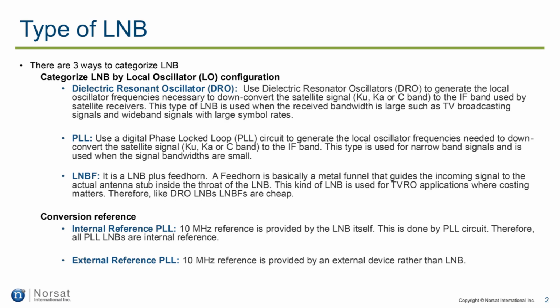Another classification of the LNBs is by their reference. They can have an internal reference or an externally injected one. Typically, the reference is a 10 MHz signal that is used to make the downconversion. If the reference is internal, the LNB has this reference internally. The external reference LNB should be provided by an external device such as a satellite modem.